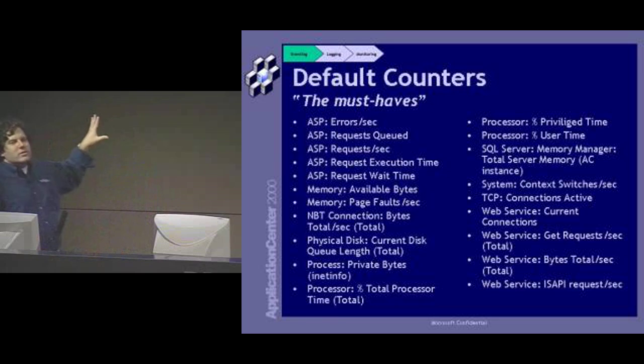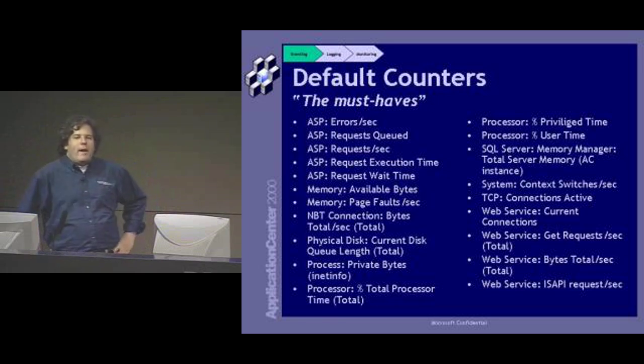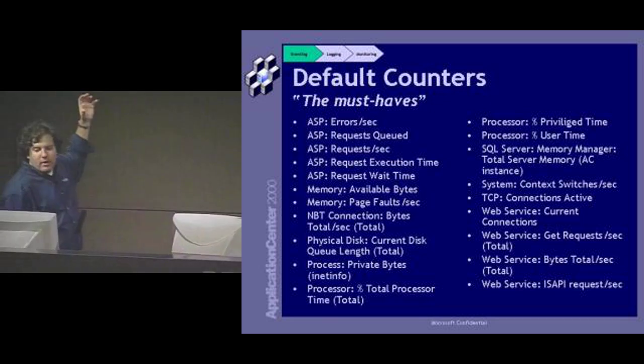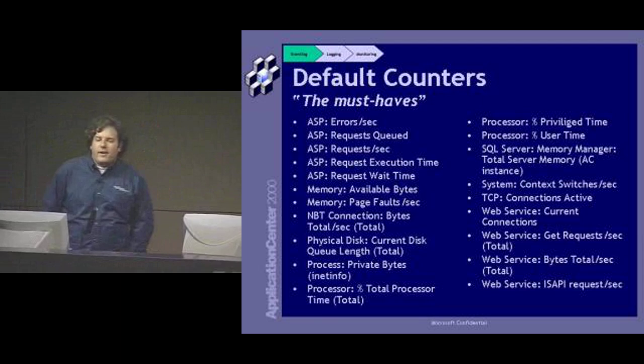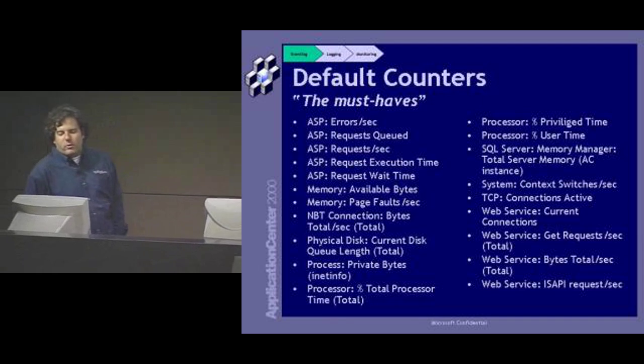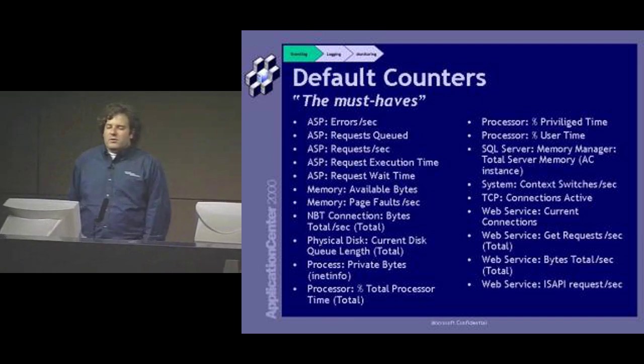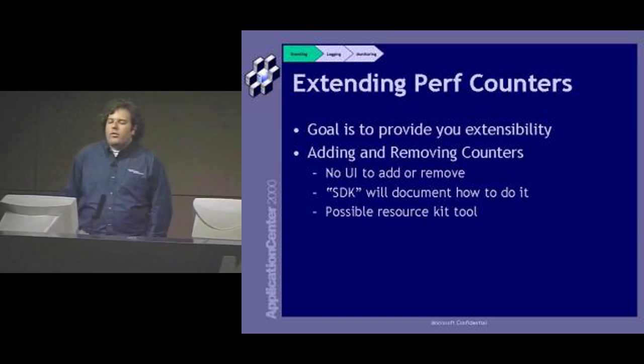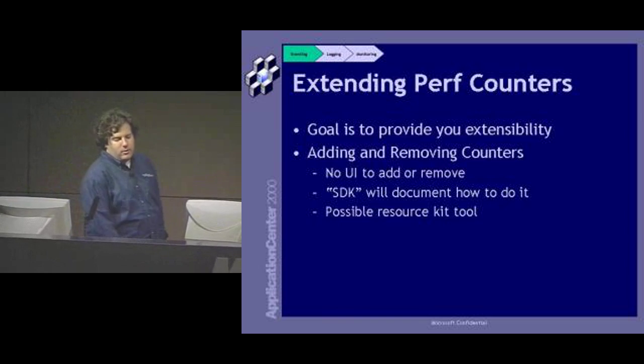So once you see what's in the product, what's in the beta, if you have feedback that we're missing something, or that some of these counters just don't make sense, please let us know. We're pretty flexible and can make a change before we ship. But just looking at the most common ASP errors, memory errors, physical disk, the inetinfo process for IIS, a couple of different views on the processor, both total time, system time, and user time, how much memory our log is taking, context switches, and 3 key counters for the web service or IIS.